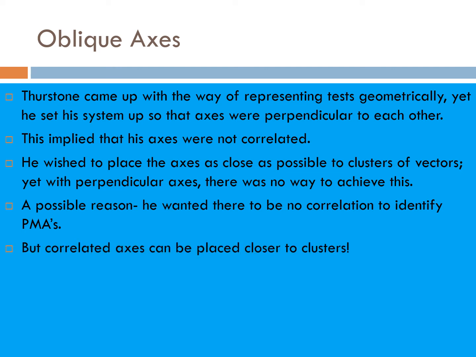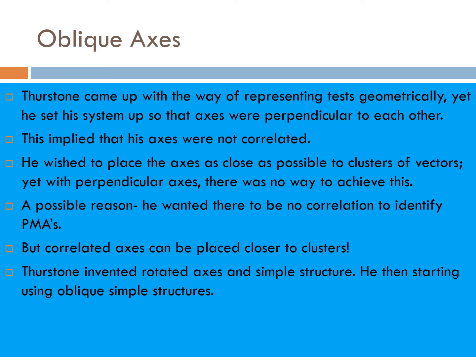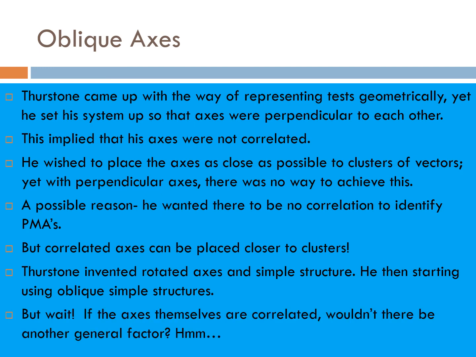But correlated axes can be placed closer to clusters, right? So therefore, Thurstone invented rotated axes in simple structure. He then started using oblique simple structures, right? But wait, if the axes themselves are correlated, wouldn't there be another general factor, right?